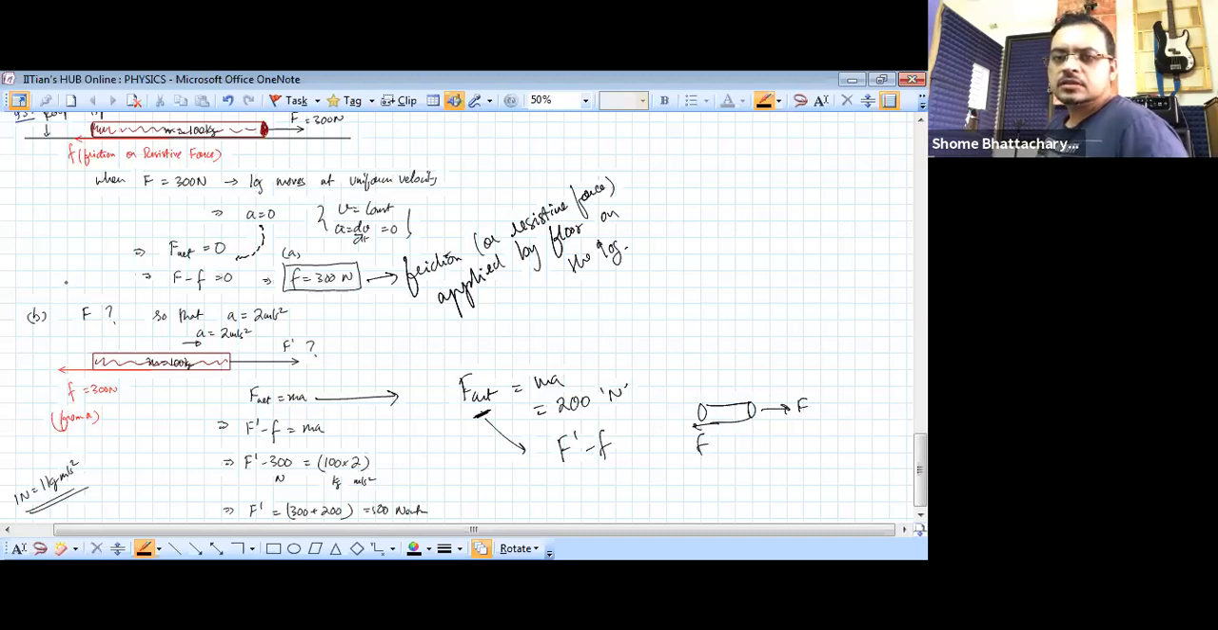Okay, yes, ma'am. Shristi, is this clear? So that is why, because the friction itself is 300 newtons, the applied force has to be more than 300 newtons. Otherwise, how will it accelerate in this direction?